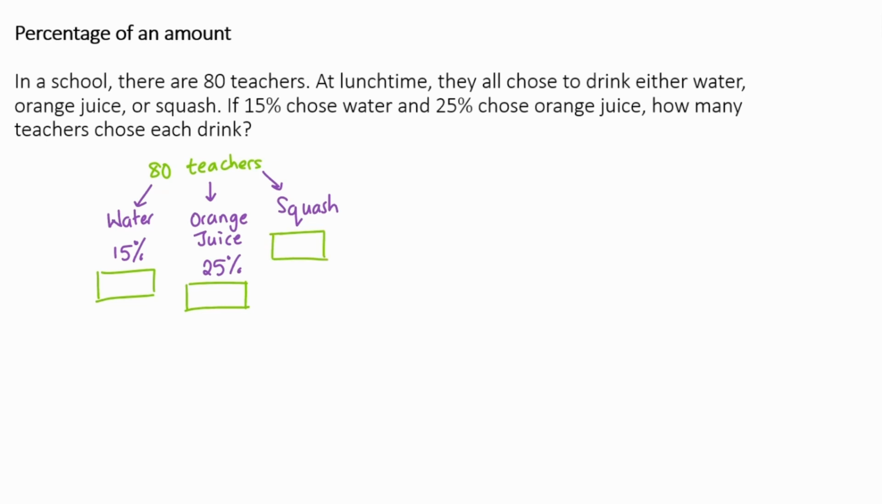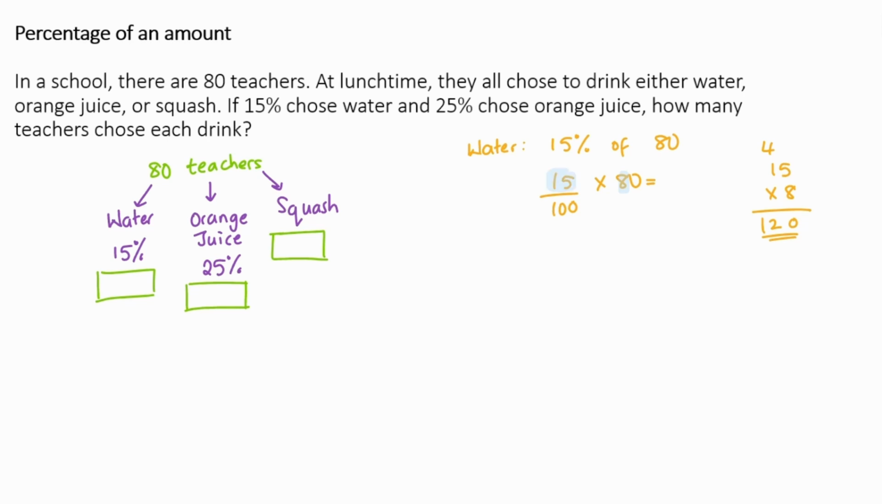So in order to do this, first we're going to find out how many teachers choose water, and to do that we are going to look for 15% of 80. Putting this as a fraction, I have 15 over 100 times 80. So I'm going to multiply 15 by 8. 5 times 8 gives me 40. 8 times 1 is 8 plus the 4 gives me 12.